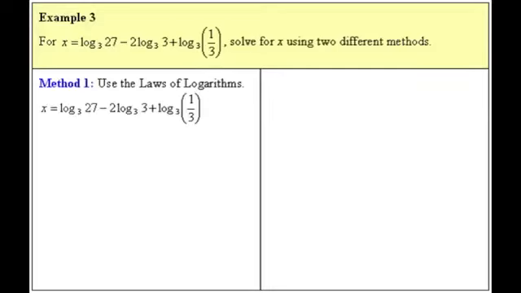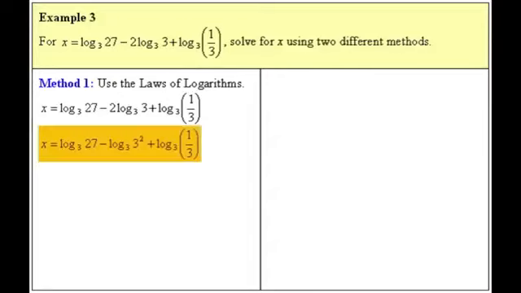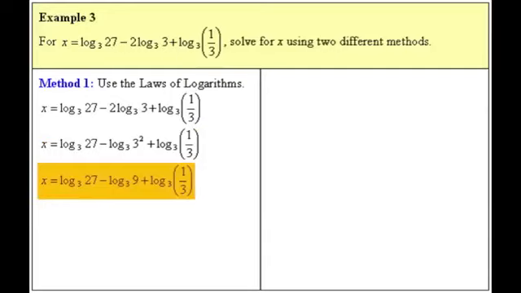Now the first method I'm going to use involves using the law of logs, and I can use my laws of logs in this case because all 3 of these logarithms have the same base of 3. I've started by using my third law of logs and changing the 2 log base 3 of 3 to a log base 3 of 3 squared. Remember that with the third law of logs, a coefficient of a logarithm can be expressed as the exponent of the argument, and that's what I've done here. The log base 3 of 3 squared can now be expressed as log base 3 of 9.